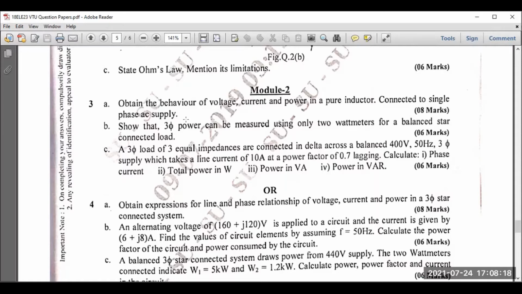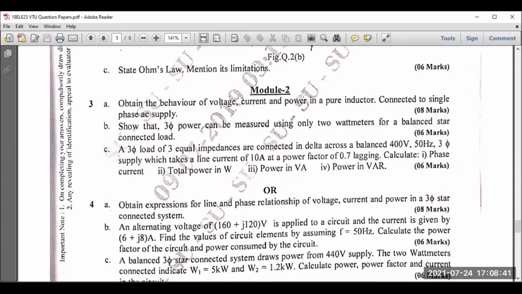Then you can write, for example, let me give one example. V is equal to Vm sin omega t. Then I is equal to Im sin of omega t minus phi, because in an inductive circuit, the voltage leads the current by an angle of phi. Okay, then you can write the expression for power also.